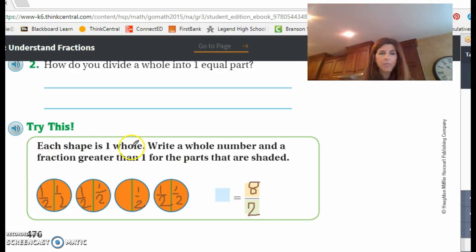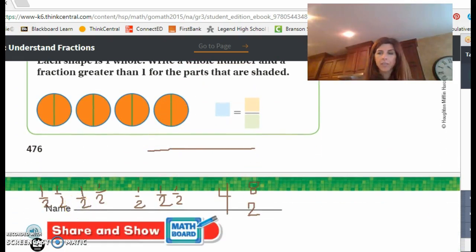Then we want to say each shape is a whole, write a whole number. So the whole number is actually how many wholes are here? 1, 2, 3, 4. There are 4 wholes. So, a little different here.